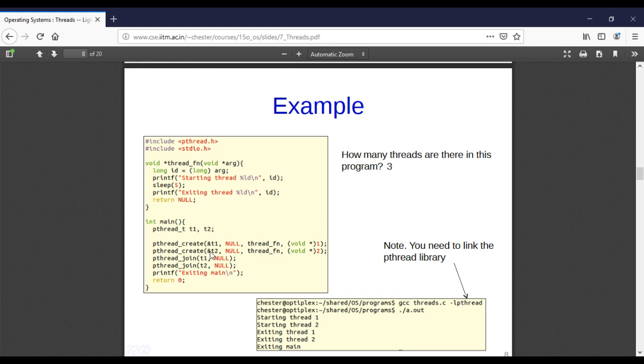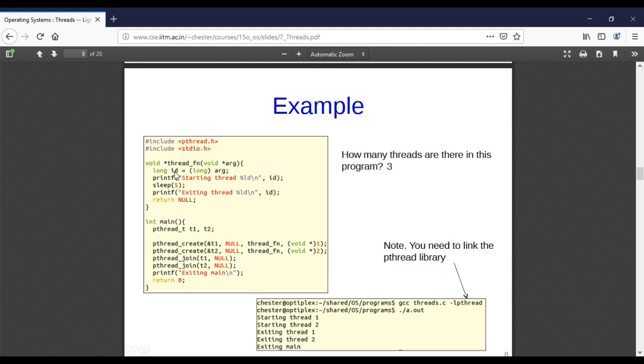So therefore, we have parallelism over here. Concurrently, we have the same process executing on 3 different cores of the CPU. Each core is running a different thread. Core 1 runs the main thread, and core 2 and 3 run the thread function. So this actually gives you the parallelism.